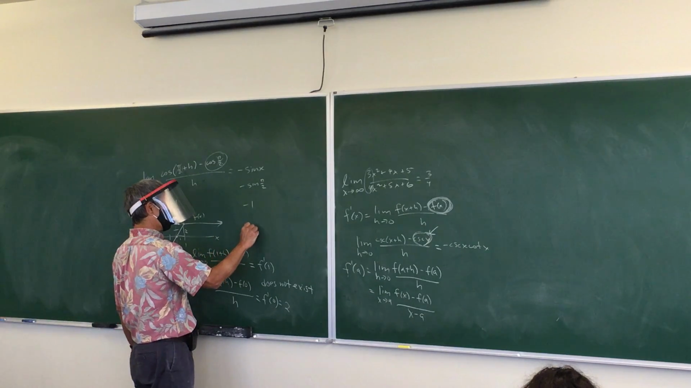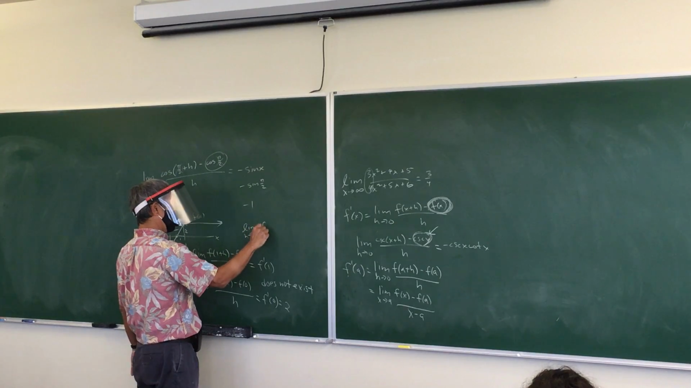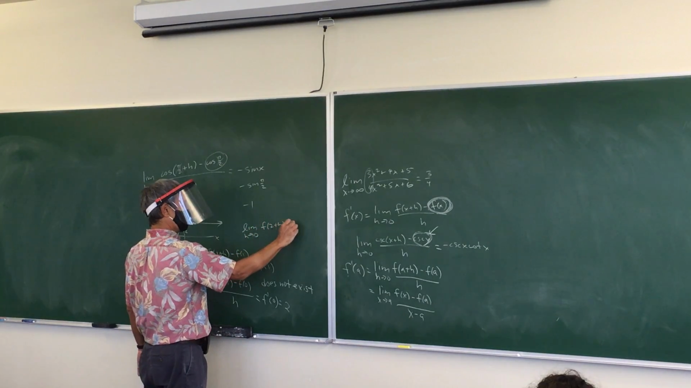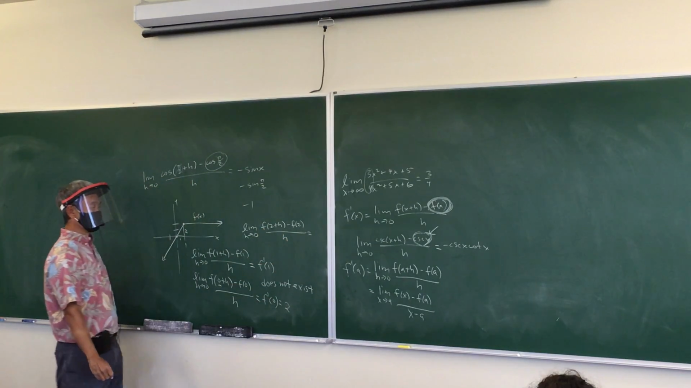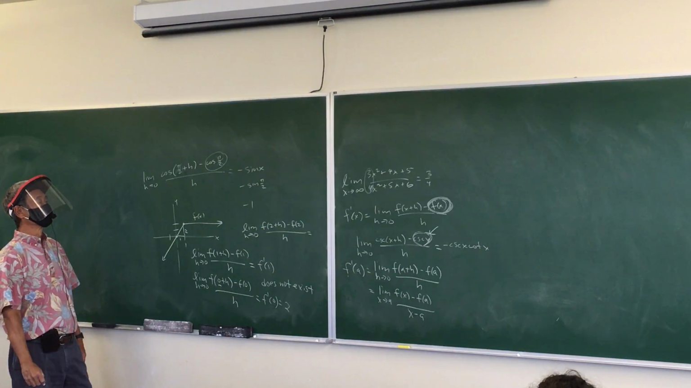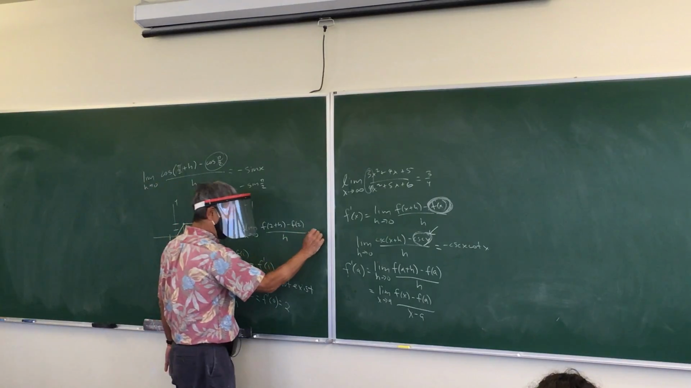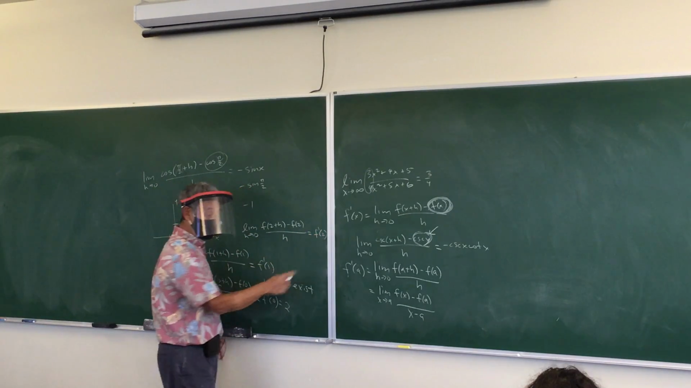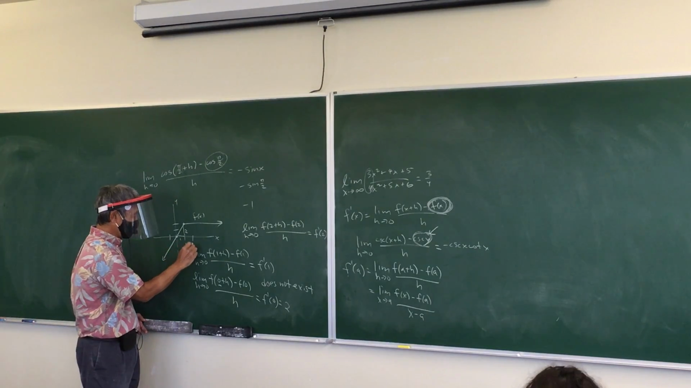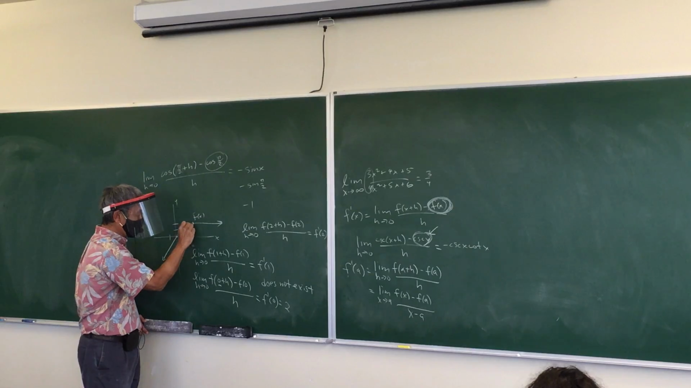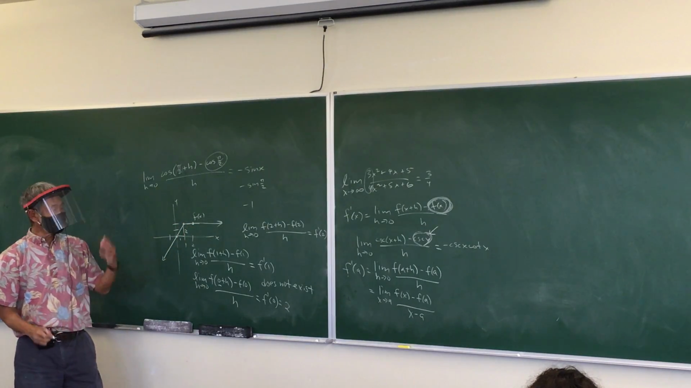Okay, we've got to do one more. What is the limit as h approaches 0 of f of 2 plus h minus f of 2, all over h? That means f prime of 2, which means what is the slope when x equals 2? So here's 2 right here. What is the slope right there? It's horizontal, the answer is 0.